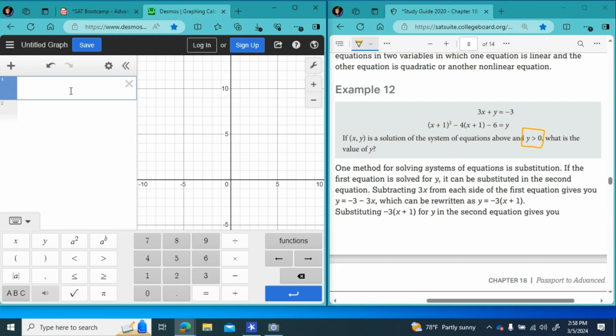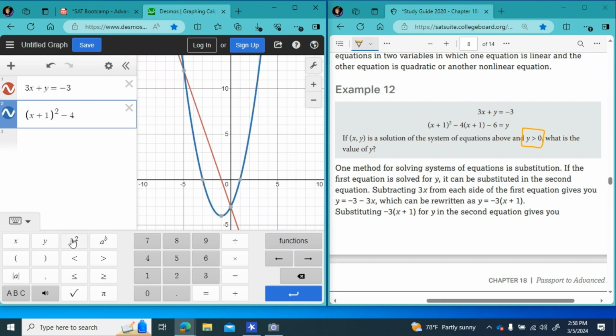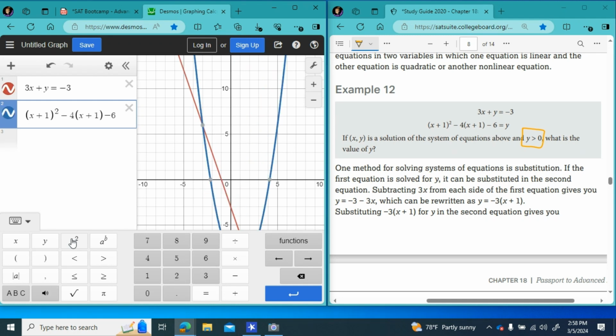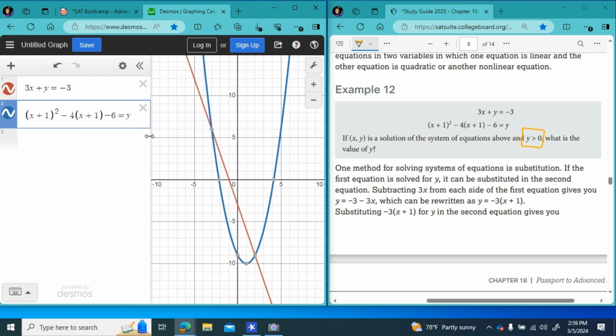So I'm just going to type those in. 3x plus y equals negative 3. x plus 1 squared minus 4 times x plus 1 minus 6 equals y. I'm going to make this a little bit bigger to double check that I didn't make a mistake on any of my plus or minus signs. And that looks good. So now I see two solutions to my system of equations.